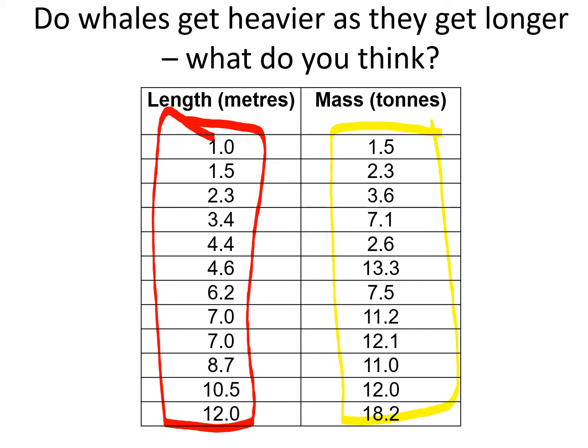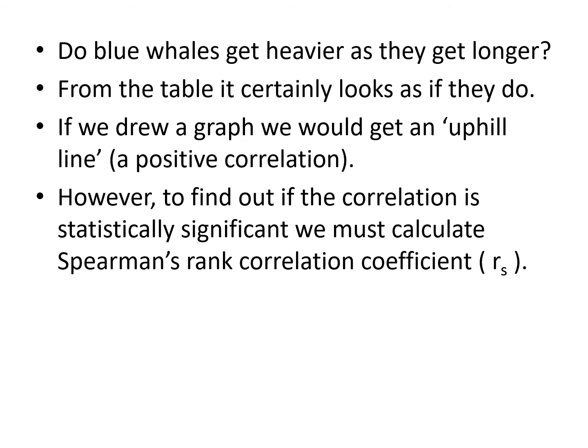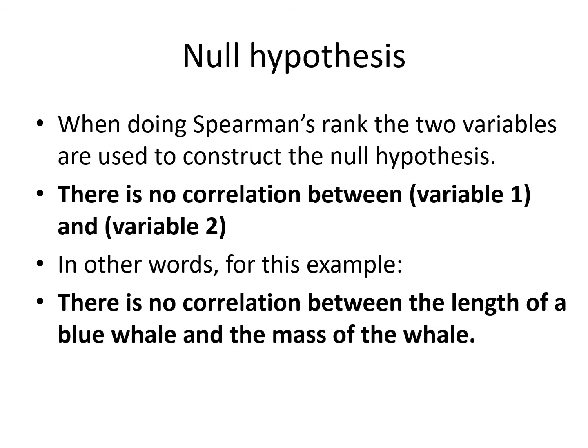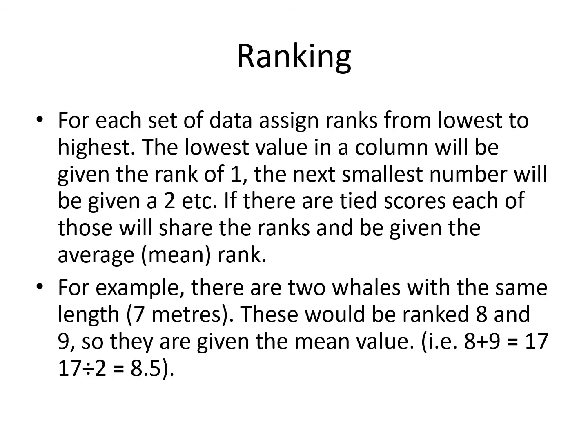So that's what Spearman's rank is for, okay? So the first thing we need to do is actually assign a rank to them. So if you drew this graph, you would probably get an uphill line, but how close to an uphill line? Is it a good enough, a tight enough uphill line? So we are working with a null hypothesis always, so there is no correlation between the variables, and you have to mention both variables in your null hypothesis. So there is no correlation between the length of the blue whale and the mass of the whale. Okay? Right, so you need to rank them.